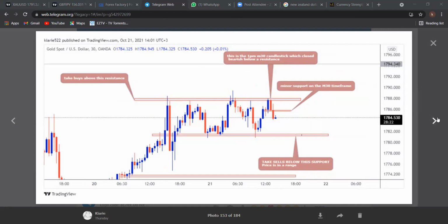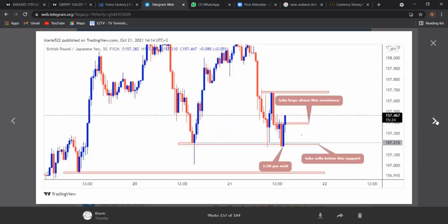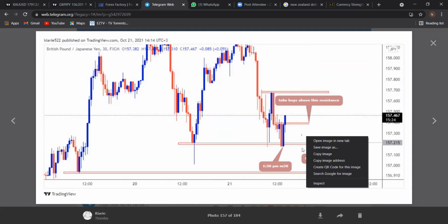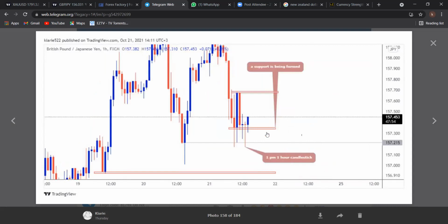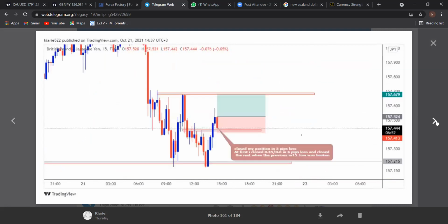So I had to wait. So this was GBP JPY. I was to wait for price to break above, take buys above this resistance, take sales below this support, and the price was forming a support on the 1 hour. So for the 4 hour, price was at a support. So let me see my entries. I took a loss on GBP JPY.